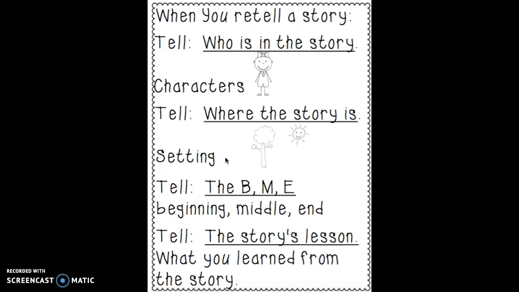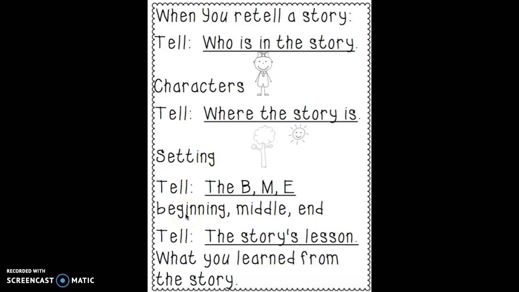You wouldn't want to say outside, because then I would be confused. Where is the setting? Is it outside in a forest? Outside in the desert? So make sure you describe the setting using details. Next, you'll need to tell the BME, the beginning, middle, and end.